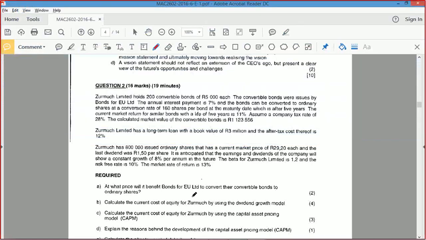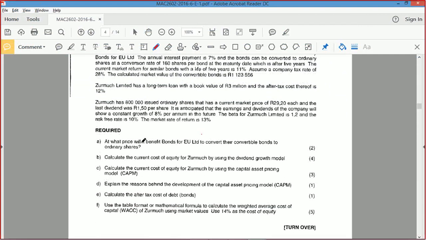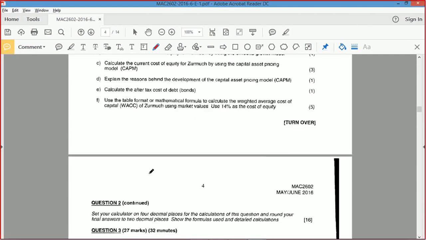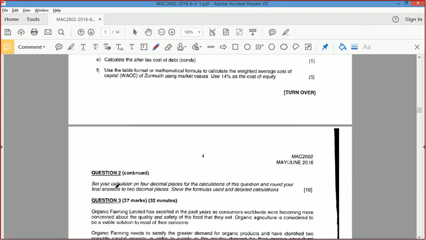Question 2. Remember, when looking at questions, always go to the required first to see what they're asking about. Okay, they say set your calculator on 4 decimal places for the calculations of this question and round your answers to 2 decimal places. That's instructions. Show the formulas used in detailed calculations.